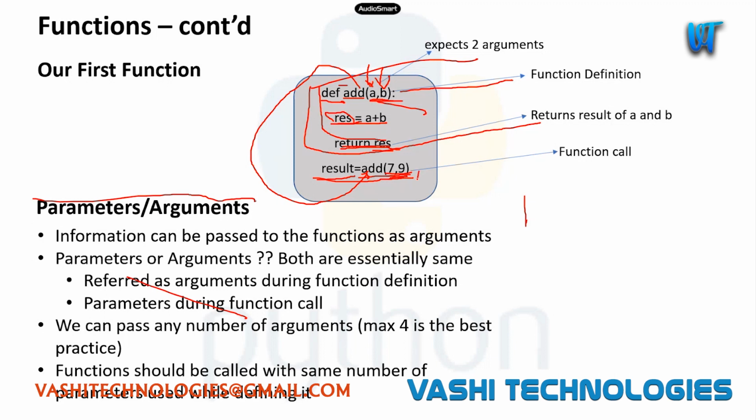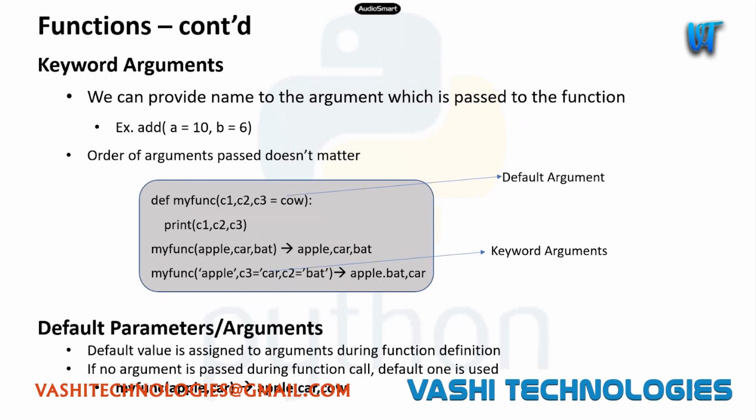Okay, we shouldn't be passing the third argument, or we shouldn't be passing just one argument. However many arguments we used while defining the function, we need to use the same number of arguments while calling the function. You have seen here, we have A and B and I'm calling it using 7 and 9. And for arguments, we have these arguments and we have one more thing, which is a keyword argument.